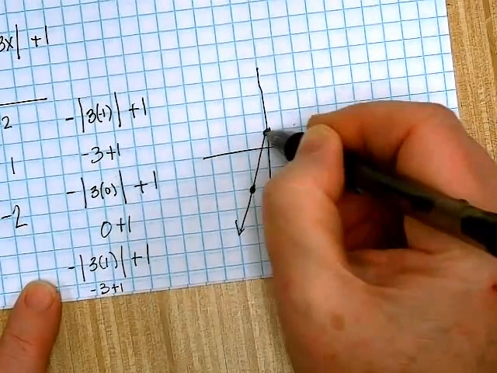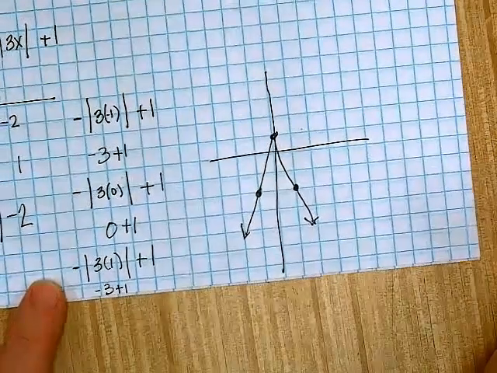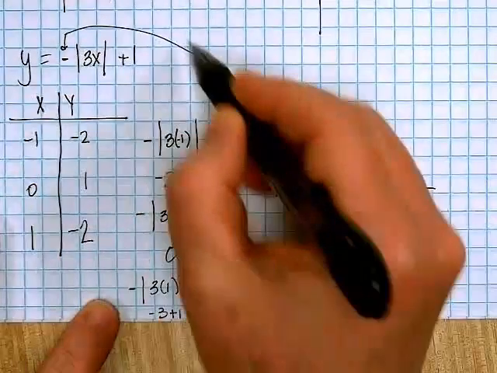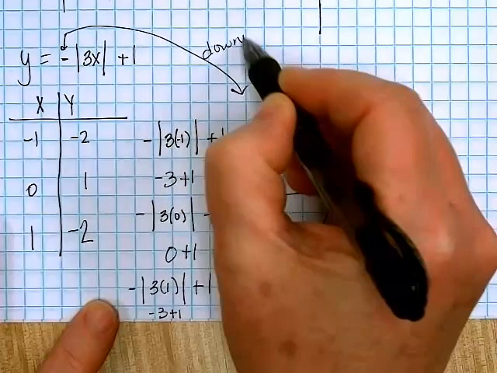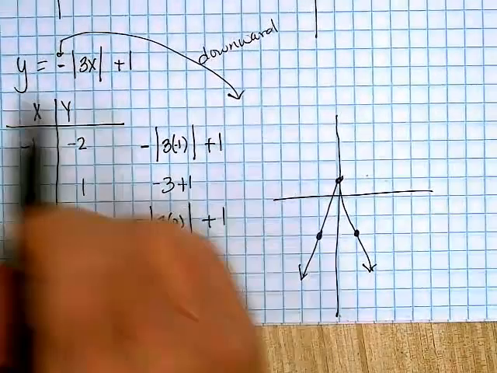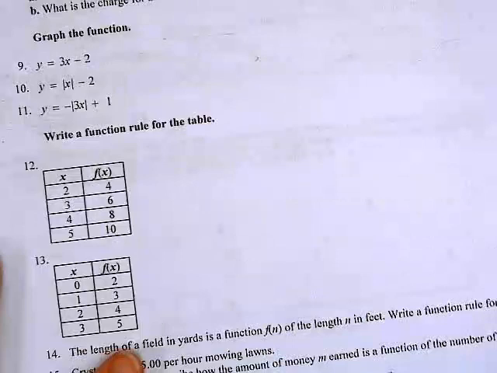What's different about this graph? It's going down. That sign right there causes it to be downward, the negative in front. That's its job.